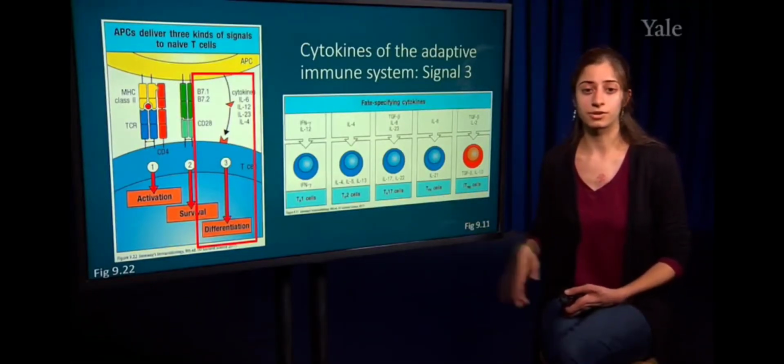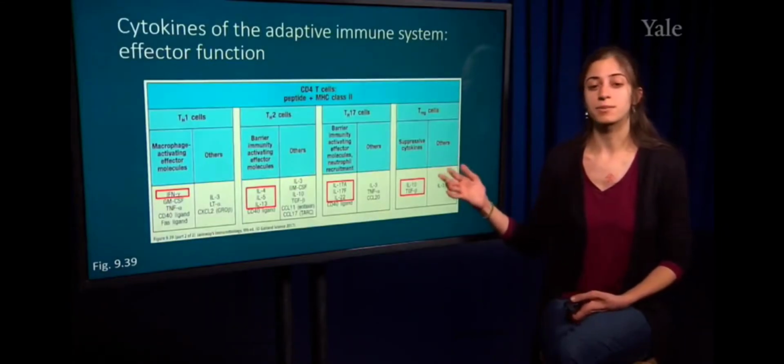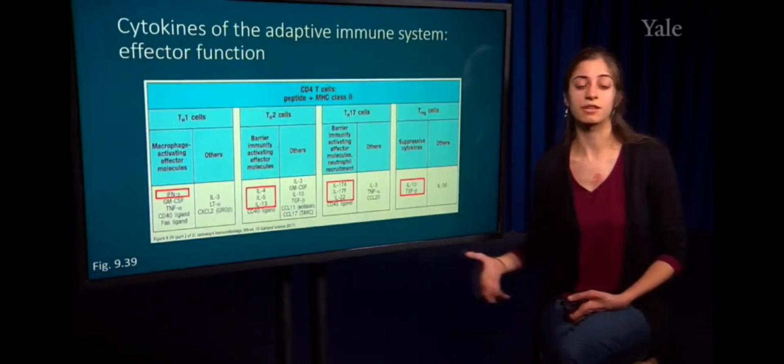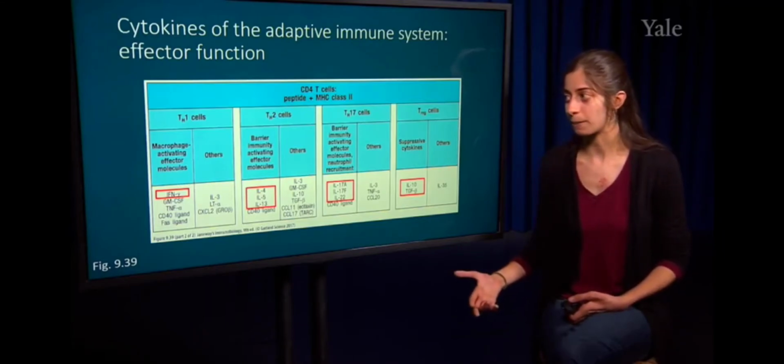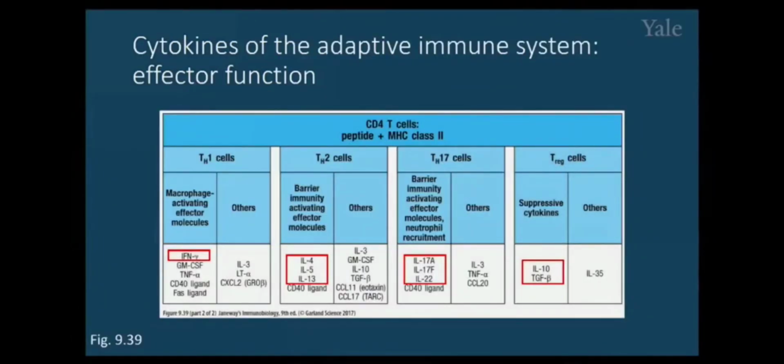It's also important to note that cytokines of the adaptive immune system, in addition to being fate-specifying, are also very important for effector function. Even after these T cells have differentiated into their specific subtype, they'll still continue to secrete different types of cytokines, including interferon gamma, IL-4, 5, and 13, IL-17, and IL-10 and TGF-beta to mediate their appropriate effector response.